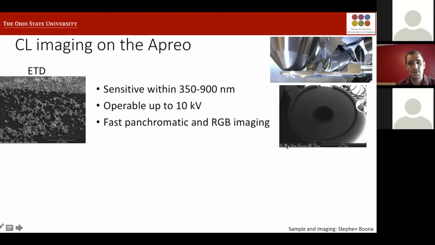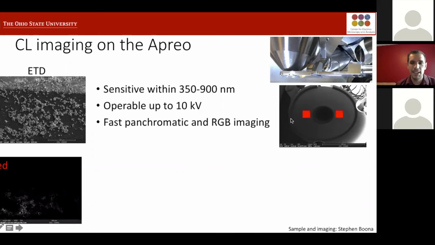But it's really fast for any kind of panchromatic or red, green, blue imaging. So if you look here, this is a basic ETD image. You can see all your particles. You don't have much information about the phosphors, but depending how you actually use the detector, you could use, so in this case, we're just using the red part of the detector. You can see down here, it's just going to light up your red phosphors.